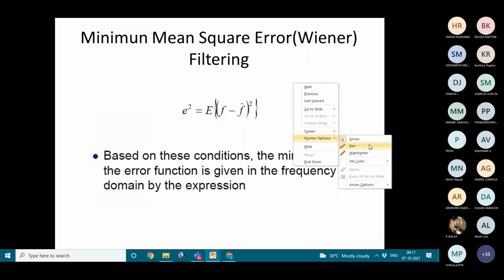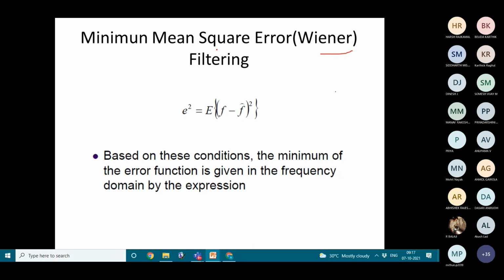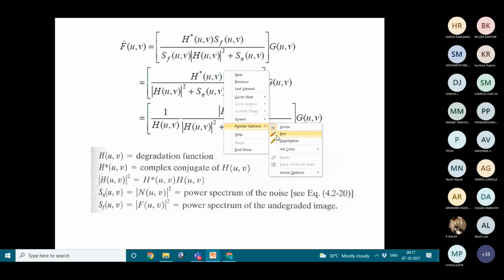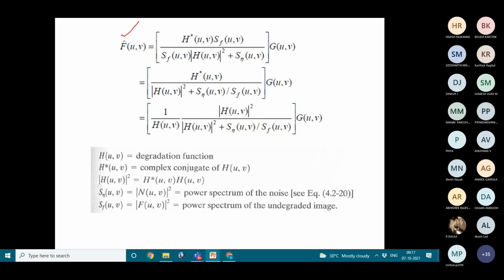And then the next filter that we are going to discuss is the Wiener filter, that is the mean square error filter. Here the error we are considering as capital E, the expected value of (F minus F cap) whole square. So this is the error. Based on the conditions, the minimum of the error function will be given in the frequency domain by this expression, that is F cap equals H star into Sf divided by Sf into mod H square plus Sn, multiplied with G. If we solve it further, H star, Sf is common here, so we can cancel it.